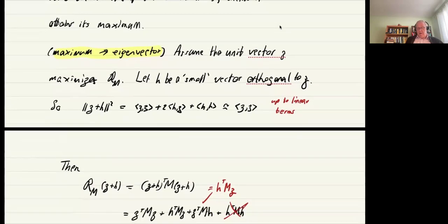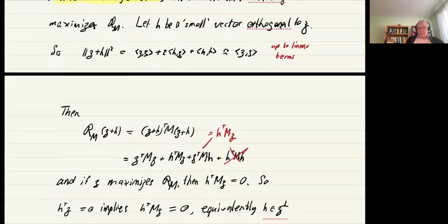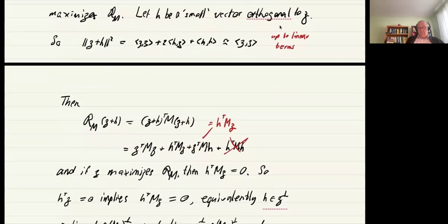But my point now is that Z plus H. What I'm going to say is that if Z maximizes R_M, then R_M evaluated at Z plus H cannot be bigger than R_M evaluated at Z. So that's my consequence of that. Now, let's do that. Well, we want to get the eigenvector first. So we now compute R_M of Z plus H using the same approximations as before.